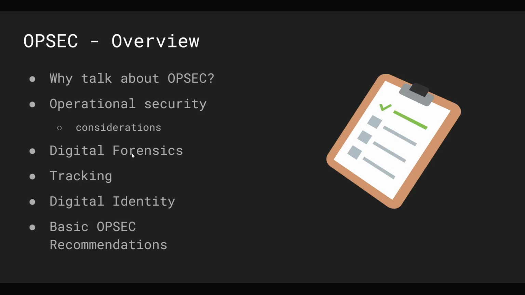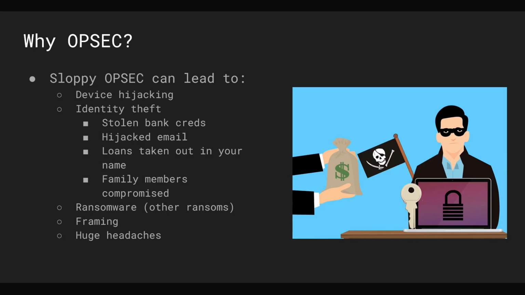So just a little overview of what we're talking about today. We're going to answer the question of why should we talk about OPSEC. Then we're going to get into operational security, the definition. We're going to talk about operational security considerations. We're going to talk about digital forensics a little bit. We're going to talk about tracking, digital identities, basic OPSEC recommendations, and then that will be the conclusion of our presentation.